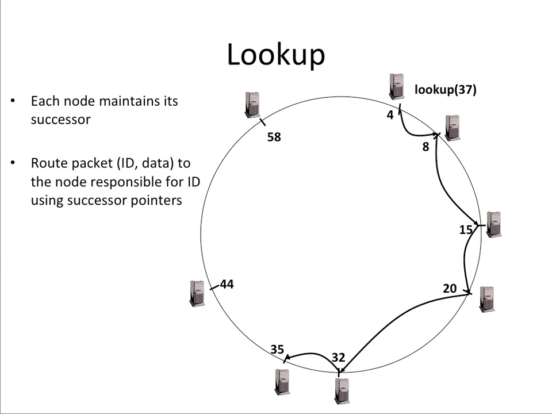And what happens at this point? We're trying to look up 37. Does this node 35 have the key or no? No, but it can point to 44 still. Yeah, exactly. So it knows that it doesn't have the key.